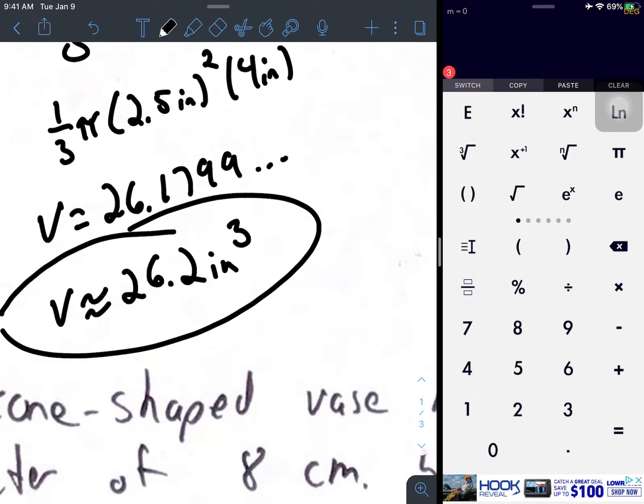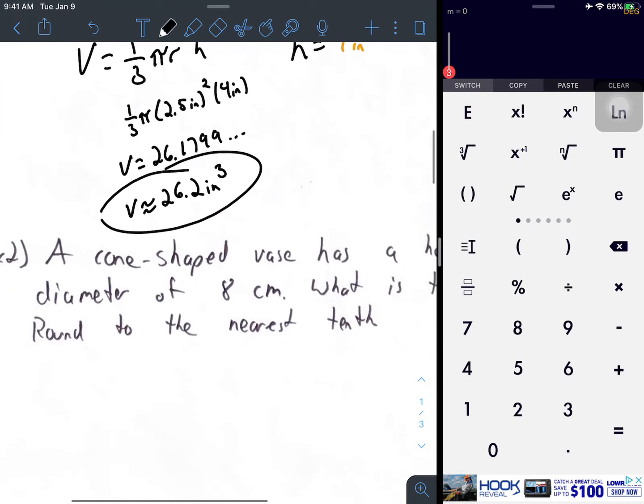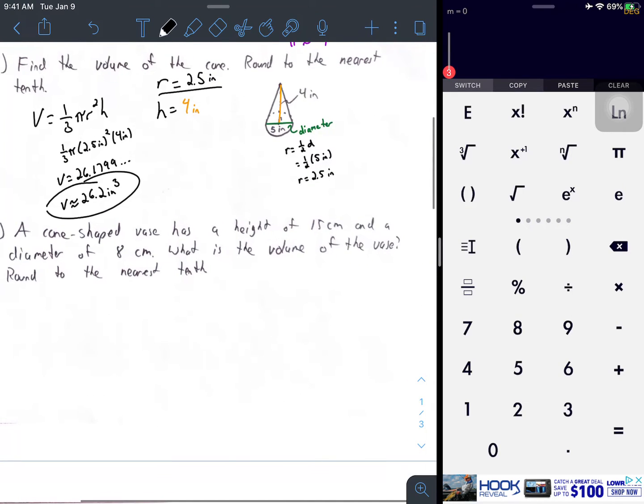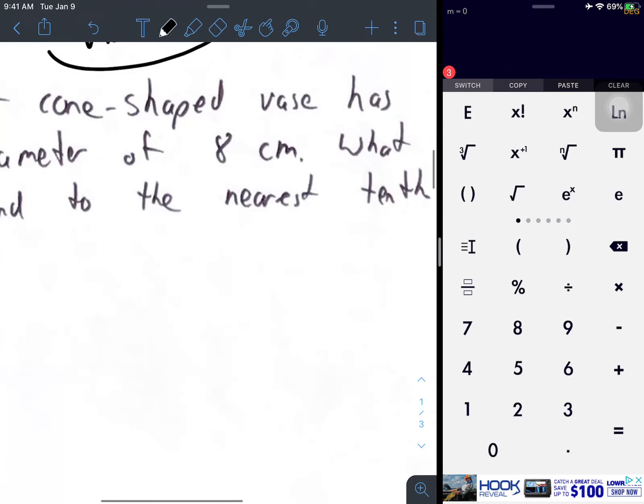All right, let's look at our next example then. It says a cone-shaped vase has a height of 15 centimeters and a diameter of 8 centimeters. What is the volume of the vase? Round to the nearest tenth. Again, we can use our formula here. Volume is equal to 1/3 pi r squared h.